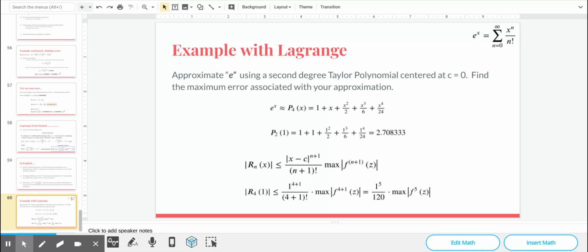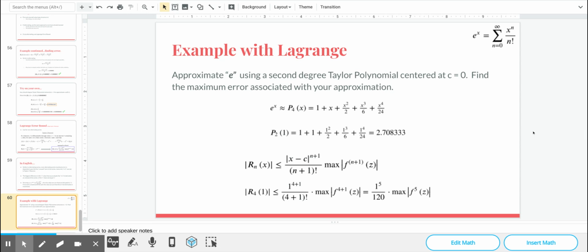And so it makes sense to use the e to the x Taylor polynomial or Taylor series. And so I put that right up here. And so the first steps are exactly the same for the approximation. I actually want to find the fourth degree Taylor polynomial for e to the x, which is right here. Hopefully that looks familiar to you at this point. Second step, I want to approximate the Taylor polynomial at 1. So if I plug in 1 into this polynomial, I get this number, 2.708333, which is really close to e itself. Okay, so that's actually pretty cool in itself.